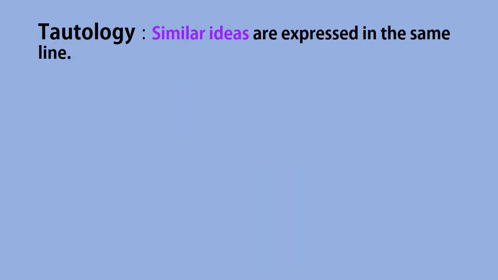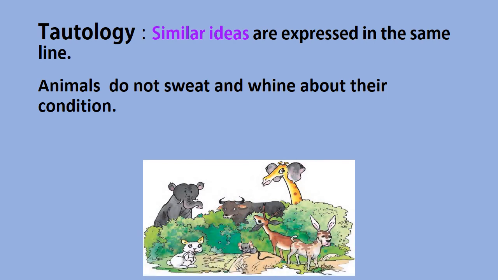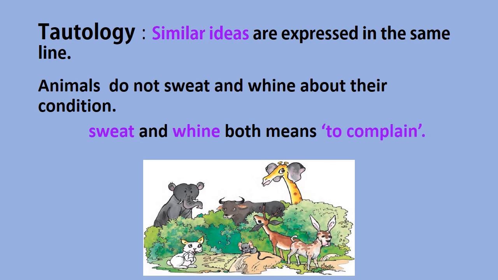The next type is tautology, where similar ideas are expressed in the same line. For example, animals do not sweat and whine about their condition. If you see here, sweat and whine both mean to complain. We have never seen animals complaining about anything, right? Sweat and whine. Since both the words have the same meaning, that is to complain, it is a tautology.